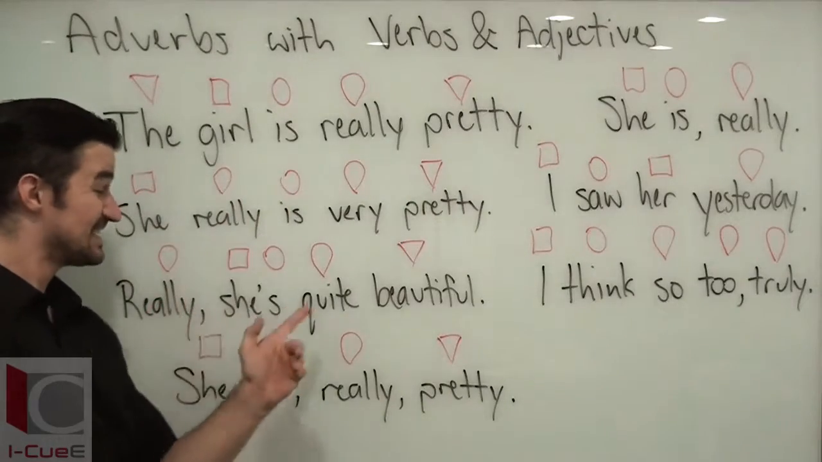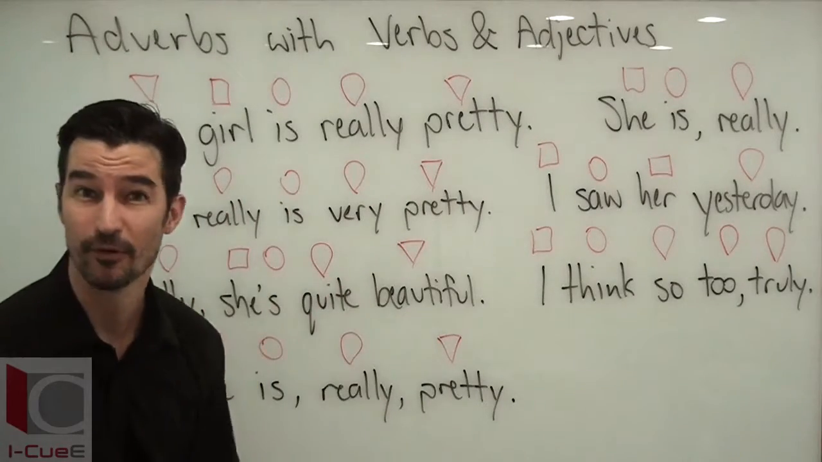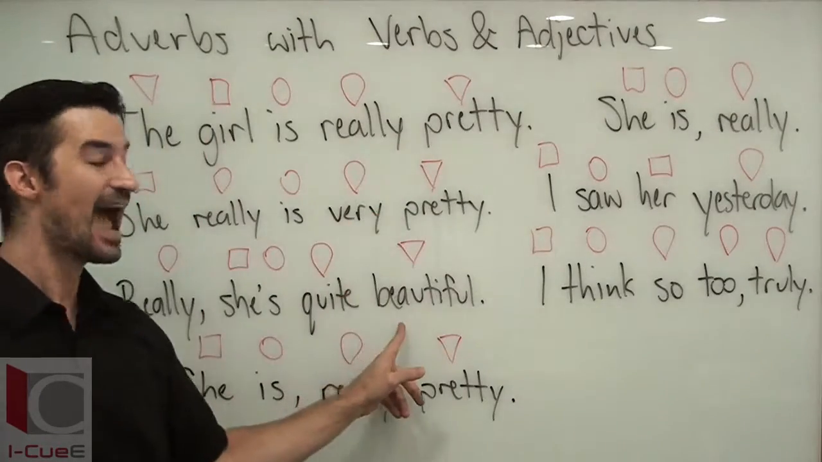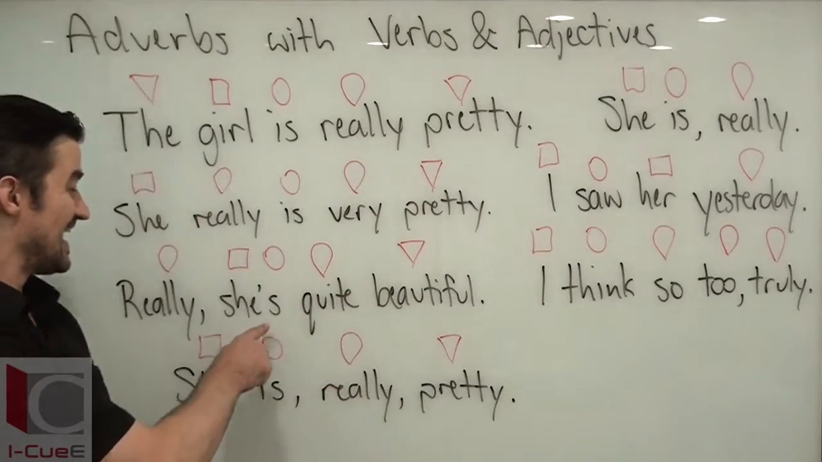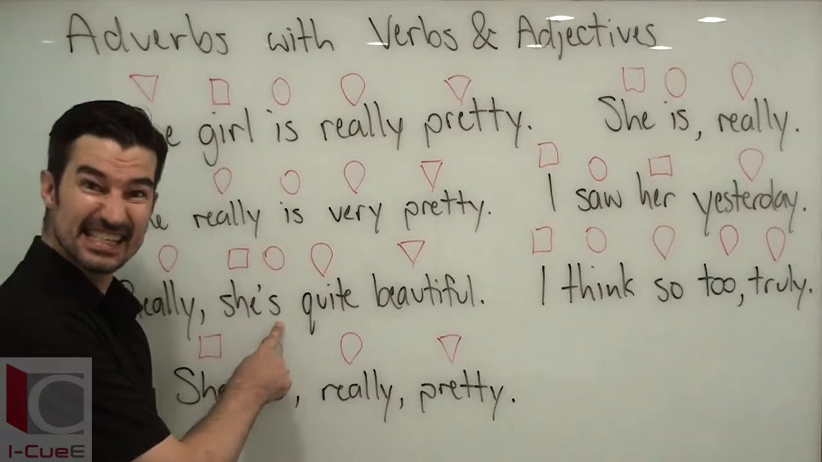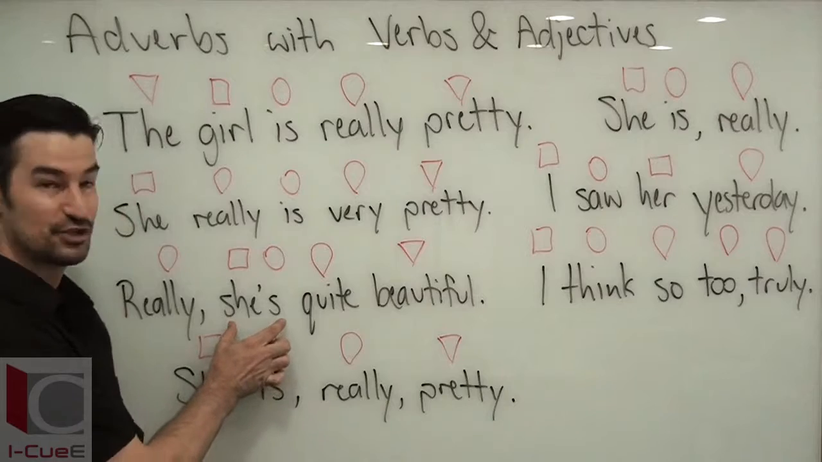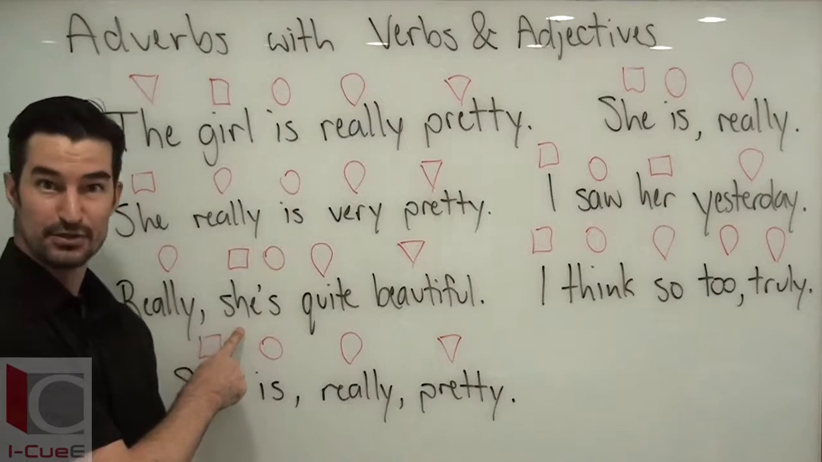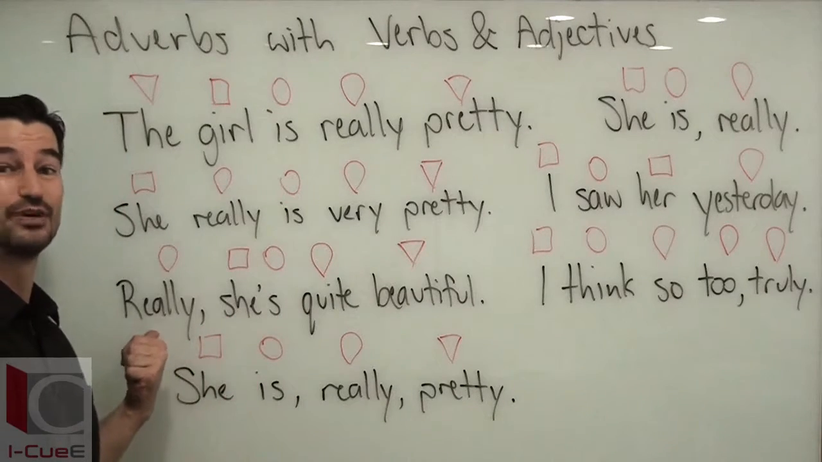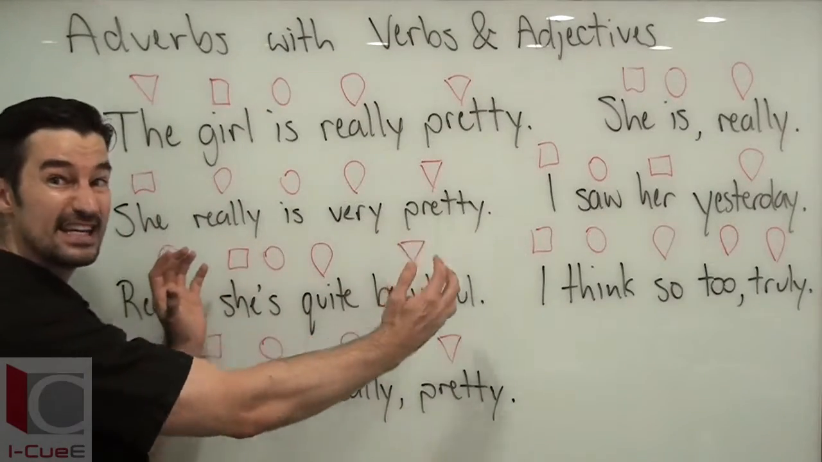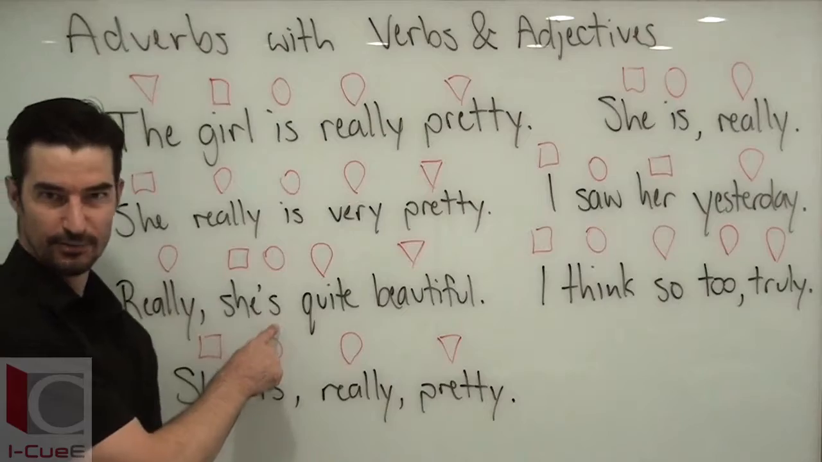Really, she is quite beautiful. So here we're just using another word for pretty, another adjective. Is, she's quite beautiful. Is the verb. It's in the contraction with the subject. And again, this "really" here is modifying either the whole idea or the verb, okay?